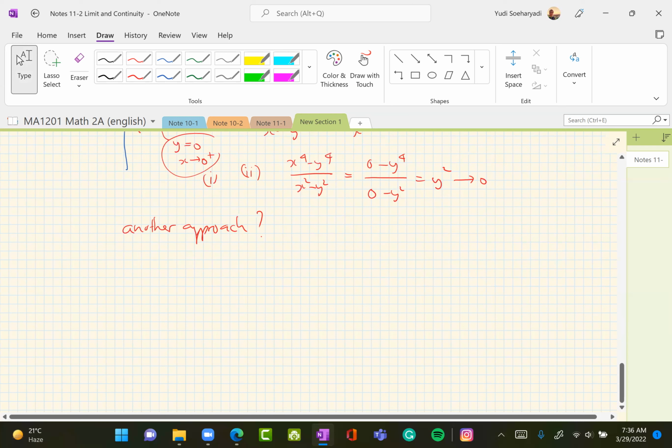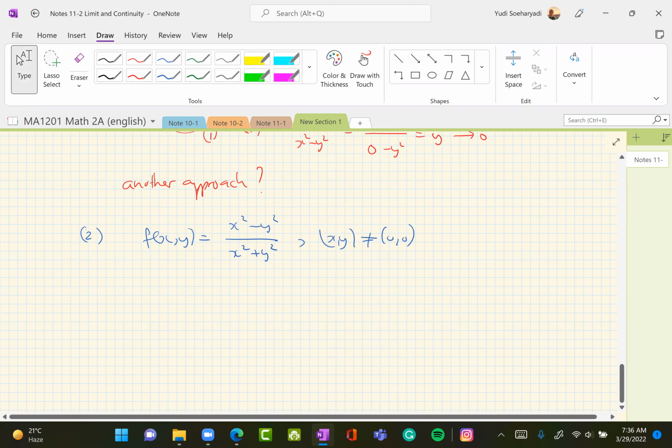Right? And the second would be here. Okay, so this is for x, y not equal to 0. So the question is, does this limit make sense?